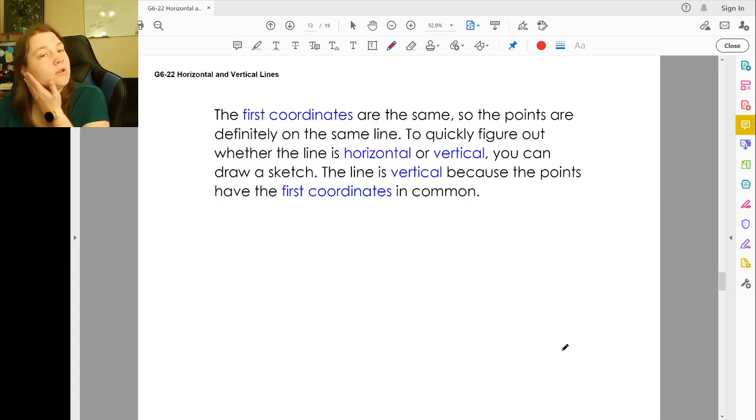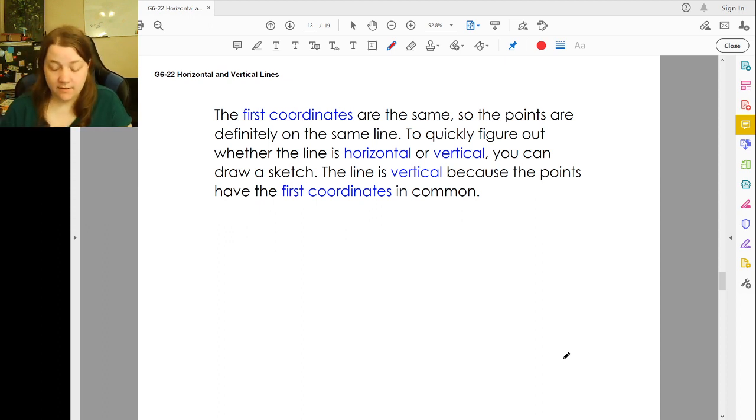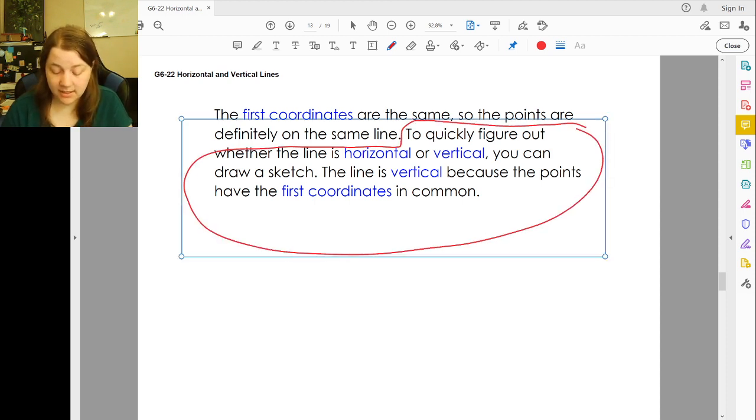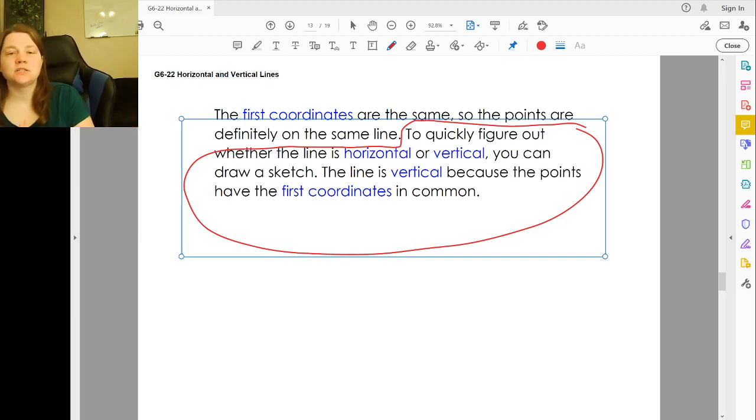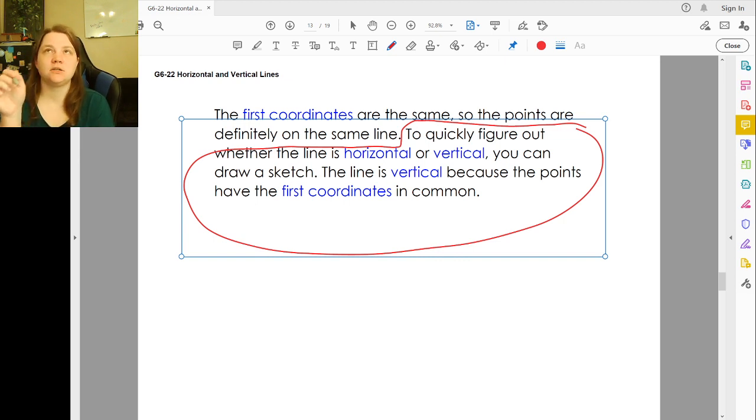Remember that when you're looking at this, you have to pay attention to which number is the same. If you get stuck trying to quickly figure out whether the line is horizontal or vertical, you can just draw a quick sketch. It doesn't have to be perfect as long as you're able to see, well, I ran two, and then I ran two, and then I ran two, so these are all lining up and down, or vice versa.